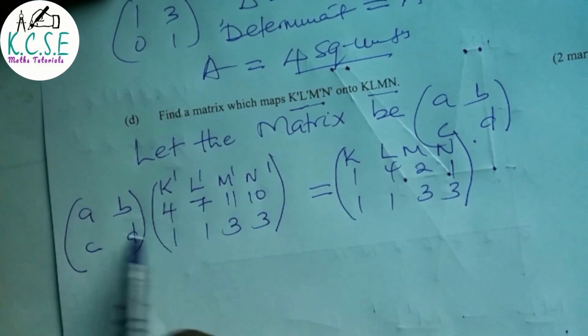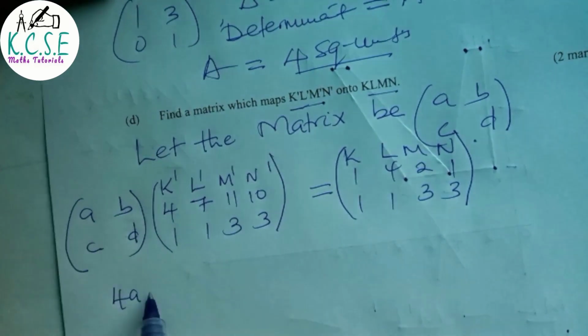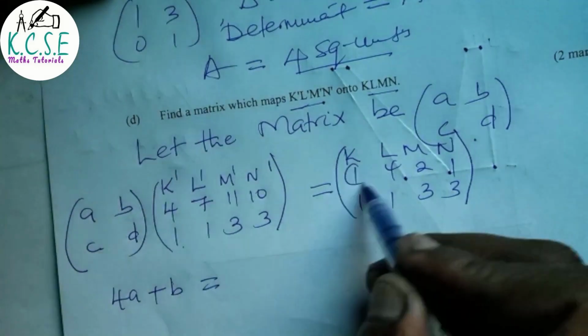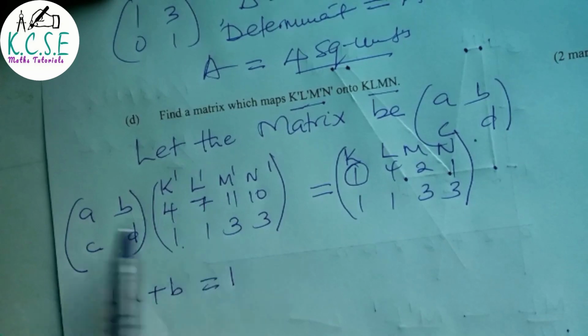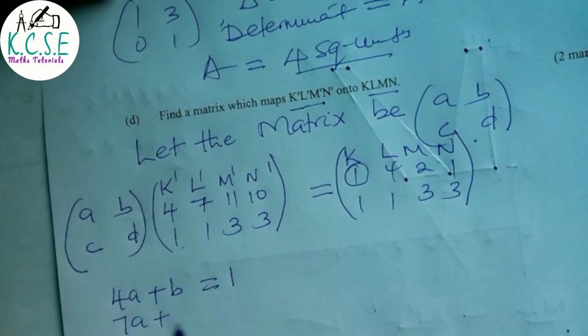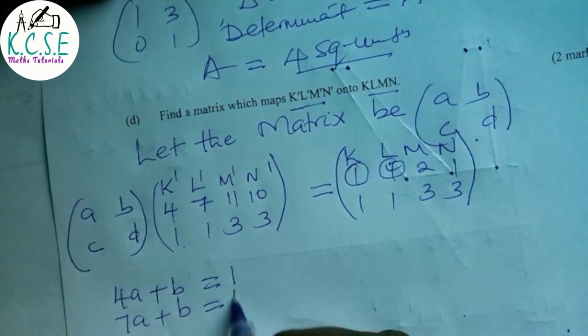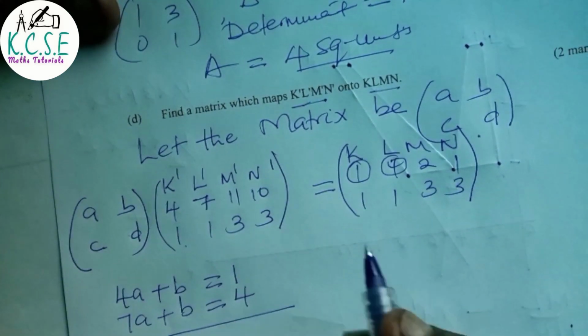You can take row 1, column 1. This will be A times 4. We have 4A plus B times 1, this is B. This one should be equivalent to 1. Then you go to row 1, column 2. So this is A times 7, 7A plus B is equal to, this one should be equal to 4. So solve this. You don't need to do the others.